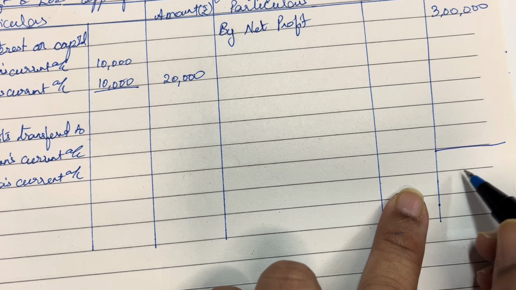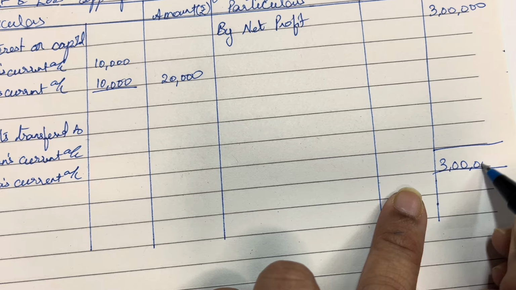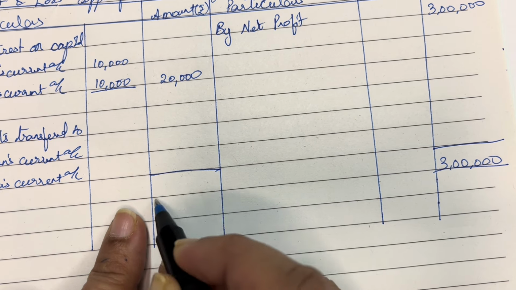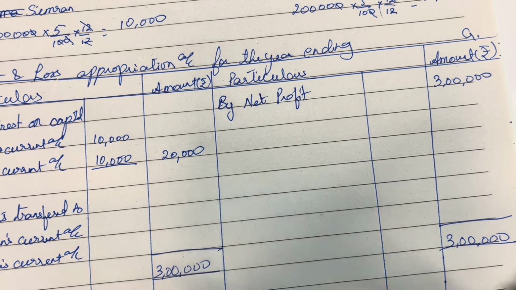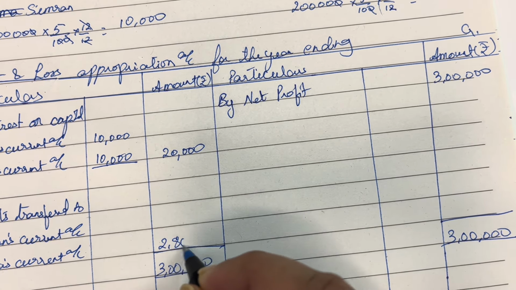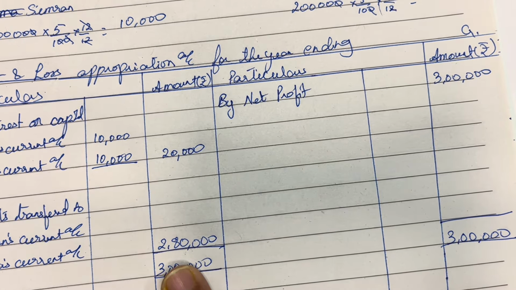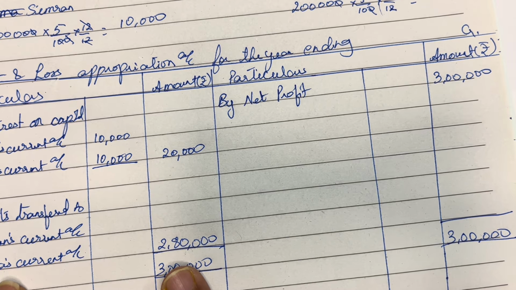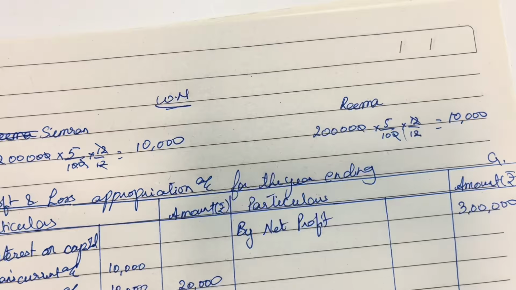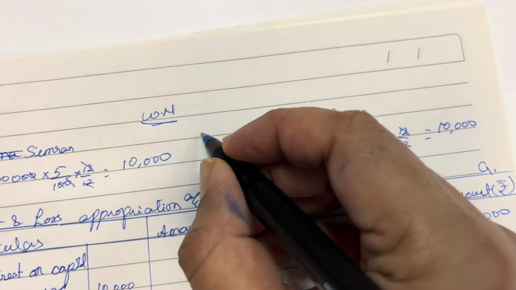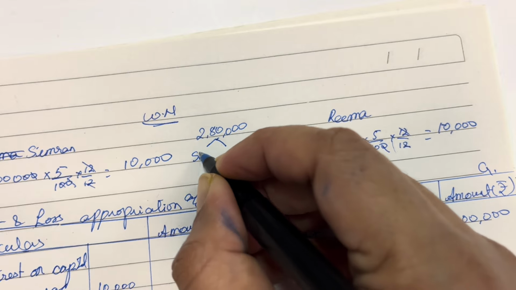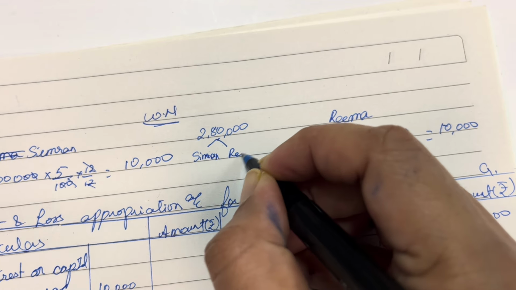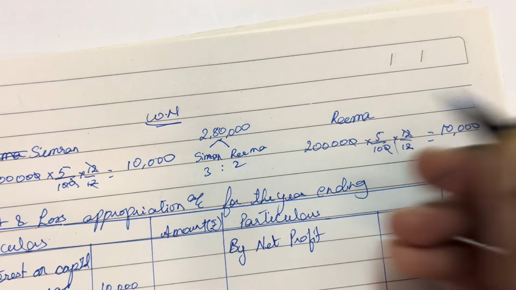This would be 3 lakhs. The same 3 lakhs we are bringing on our debit side as well. Now 3 lakhs minus 20,000 is 2,80,000. Now this 2,80,000 will be divided between the two partners Simran and Reema in the ratio of 3:2. It's already mentioned in the sum. So how much is this? 2,80,000 will be divided between the two partners in the ratio of 3:2.